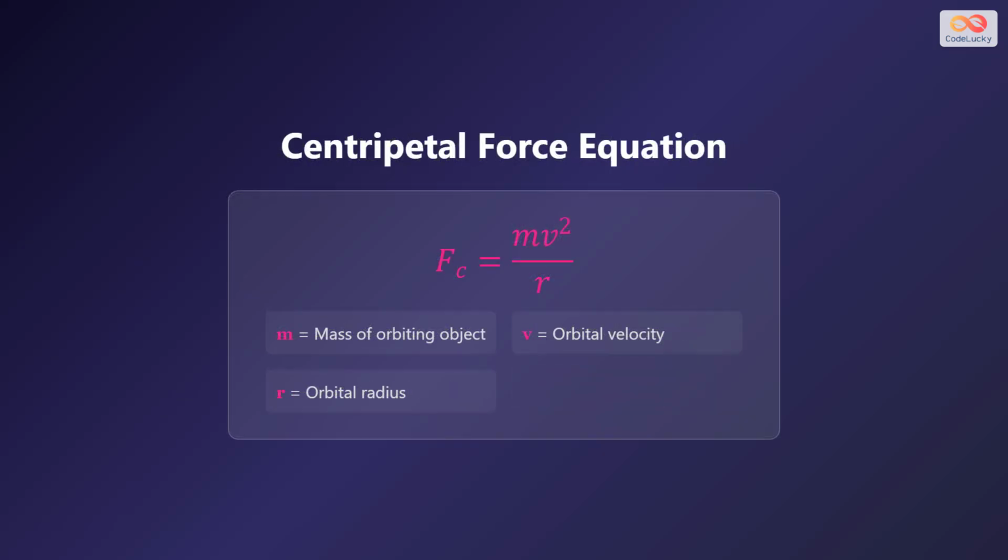Now let's examine centripetal force. For any object moving in a circle, the centripetal force equals m times v squared divided by r. Here, m is again the mass of the orbiting object. v is the orbital velocity, how fast the satellite is moving along its circular path. And r is the orbital radius. This force is always directed toward the center of the circle, constantly changing the object's direction to keep it moving in a curved path rather than a straight line.